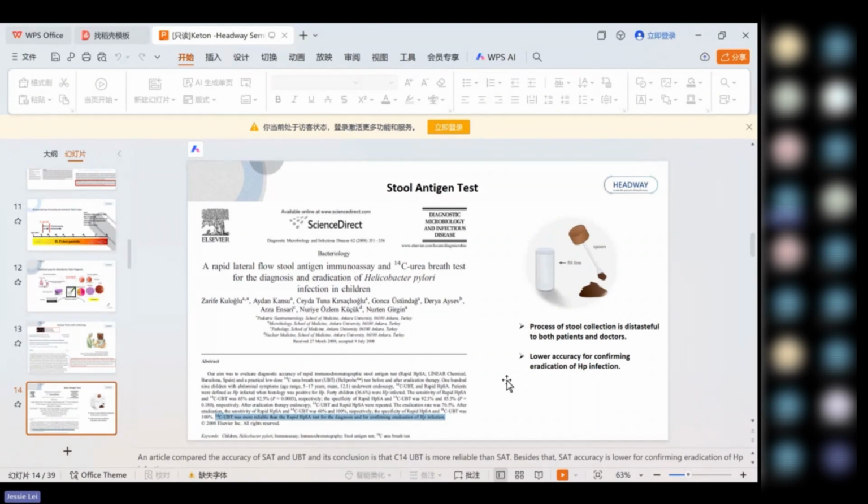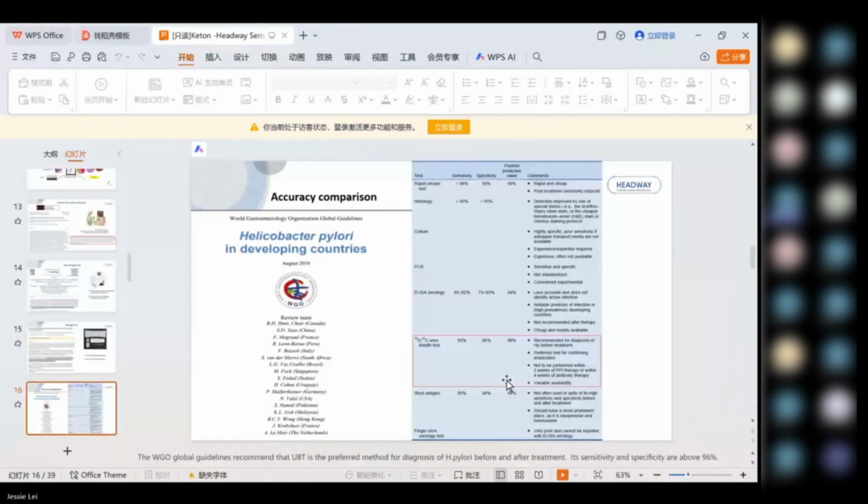This is an article comparing the accuracy of the stool antigen test and the urea breath test. Its conclusion is that the carbon-14 urea breath test is more reliable than the stool antigen test. Besides that, the stool antigen test has lower accuracy for confirming eradication of H. pylori infection. It may lead to misdiagnosis.